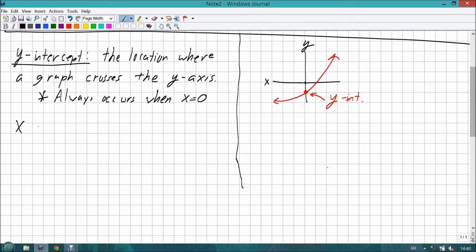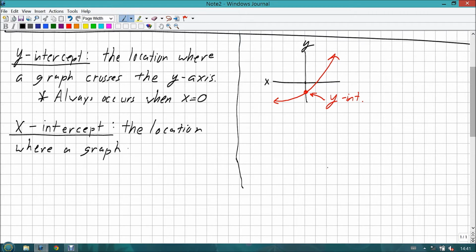The next thing would be, of course, the x-intercept, because we only have x-intercepts and y-intercepts at this time. So the x-intercept would be the location where a graph, and hopefully you figured it out by now, that's right, where a graph crosses the x-axis.